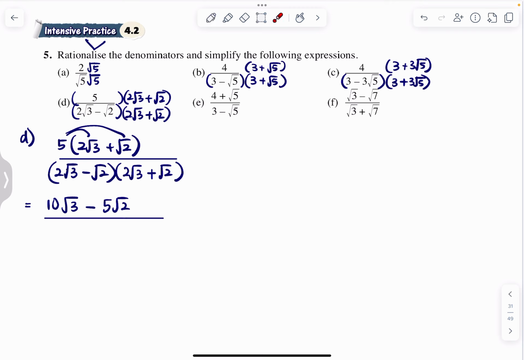Okay, then down here, this times this. So 2 times 2 is 4. √3 times √3 is 3. √2 times √2 is just 2. So minus 2. Okay, negative, positive is negative. Right. So on top is 10 √3 minus 5 √2. Bottom here we have 12 minus 2, which is 10.